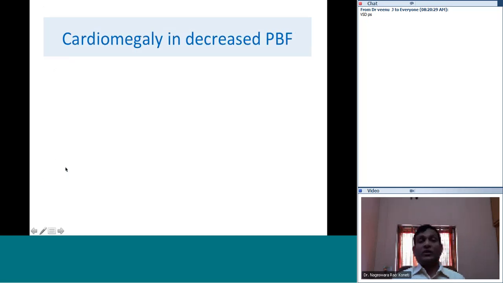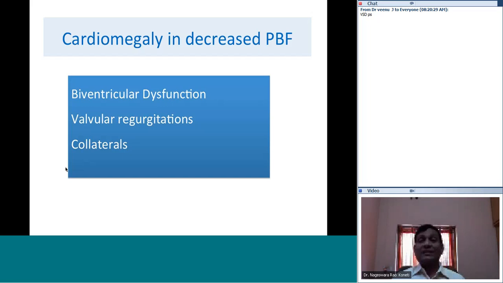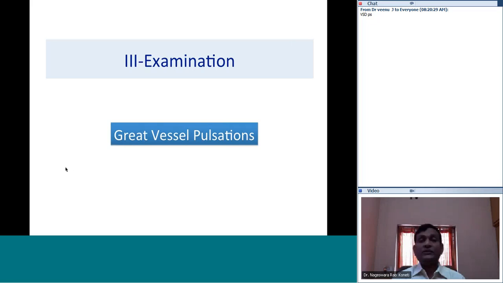So cardiomegaly in decreasing pulmonary blood flow situation is usually due to biventricular dysfunction, valvular regurgitation, or an excess amount of collaterals. A lot of blood is going to the lungs and coming back, so you will have both ventricles dilated and heart failure may be seen. So, cyanotic congenital heart disease with reduced pulmonary blood flow: step 3 is examination.